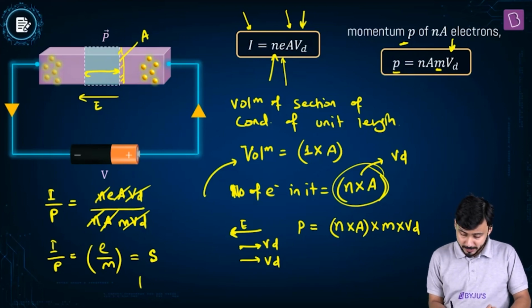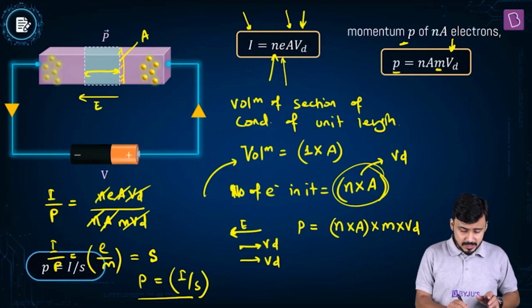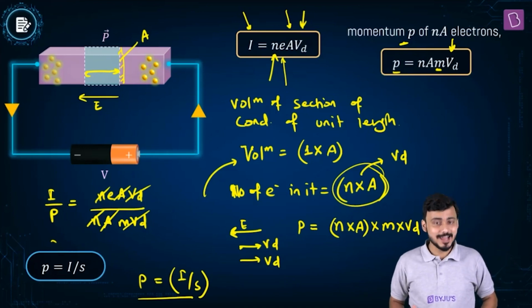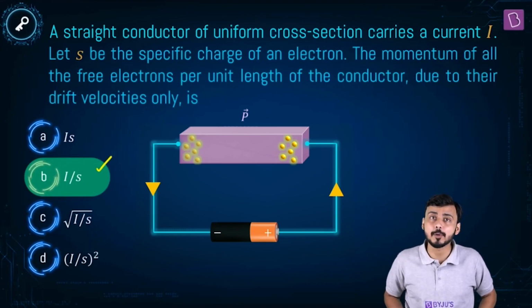So what is momentum P? That's I by S, correct? So in this case, the momentum comes out to be I by S, correct? Now let's look into the options. Option B in this case will be the correct option.